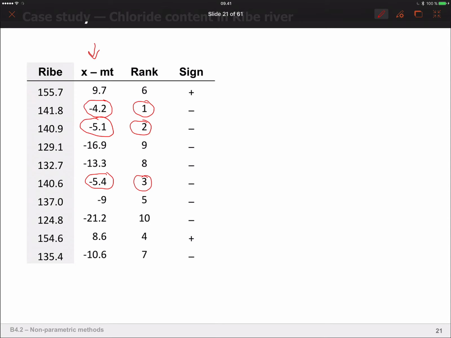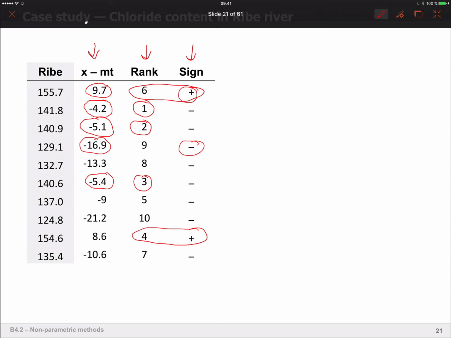Then we also make a column with signs. See, this difference is positive, so the sign is plus. This difference is negative, so the sign is minus. So we have ranks and signs. The signs look the same as in the sign test, and the ranks, of course, are something new here. Then take all pluses, we have a plus here and a plus here, and sum up the ranks. In this case, we have 6 plus 4, it's 10.